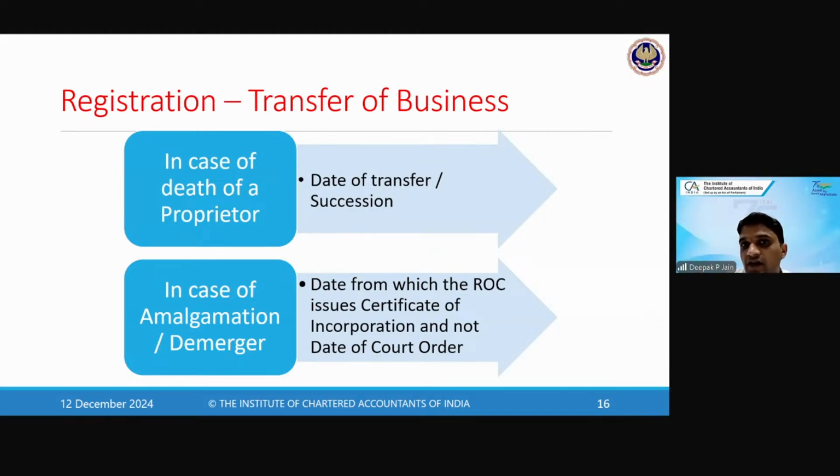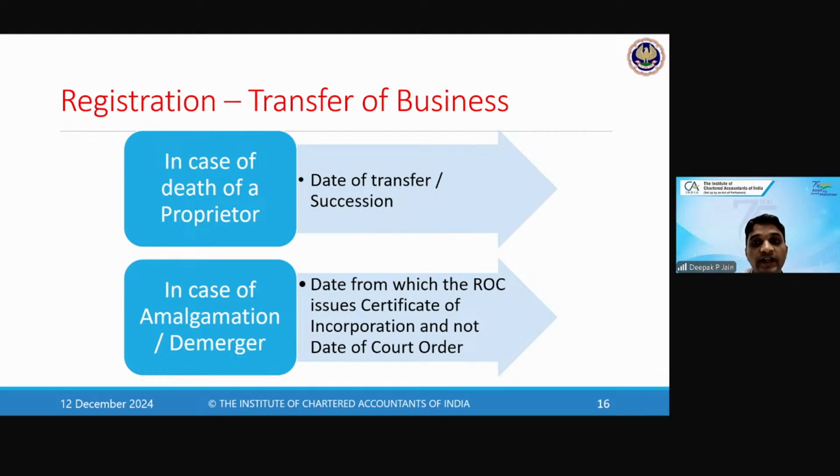After that, you will go to the ROC. ROC will verify and then give you the certificate of incorporation. So when you get the new certificate of incorporation, that is the time when you will apply for new registration. Going concern. Yes, it will become a going concern itself. So that was on section 22 on registration.